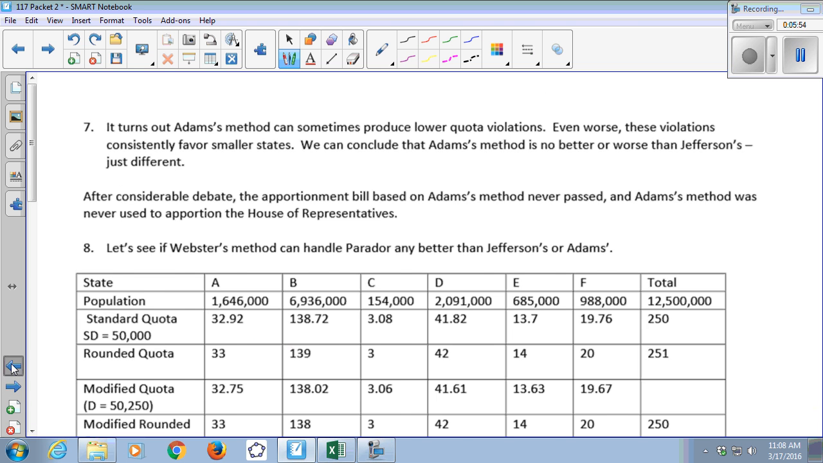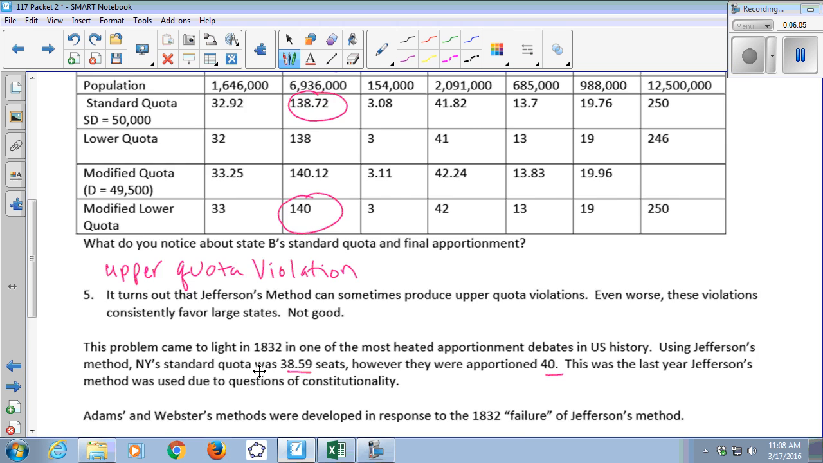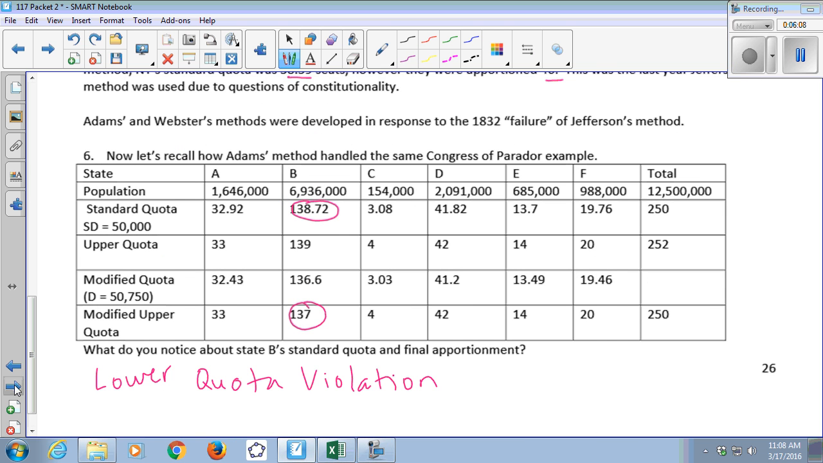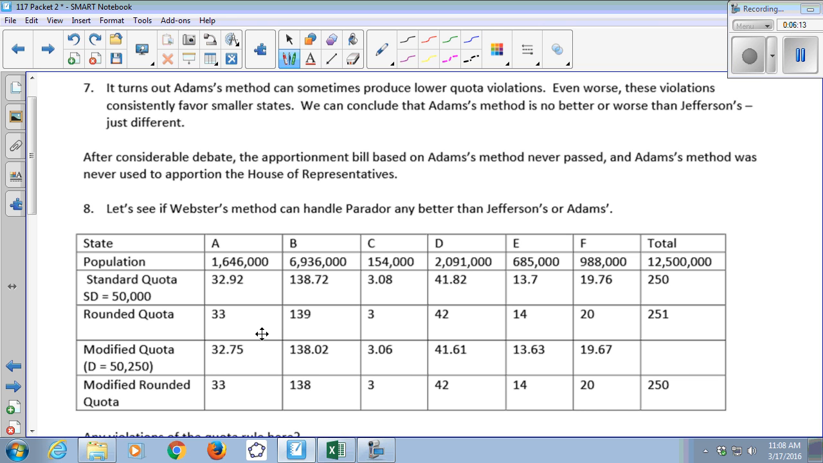And again, it was the very large state that was affected, but this time they were affected in a bad way, right? They ended up having too few seats, that made things unfair. So it turns out Adams' method can sometimes produce lower quota violations. But even worse than the fact that you sometimes get these violations is that they're biased against big states. Big states get hurt by it, so smaller states end up getting favored.